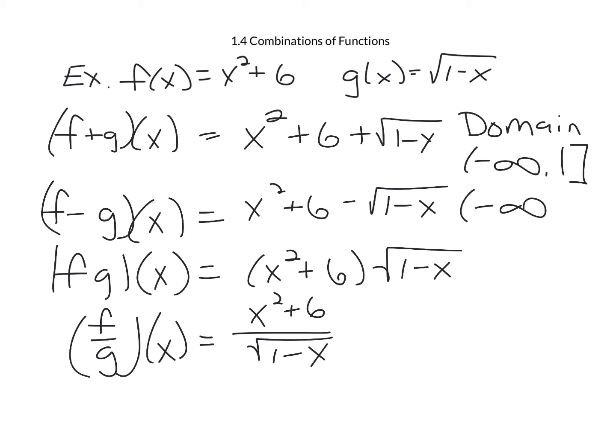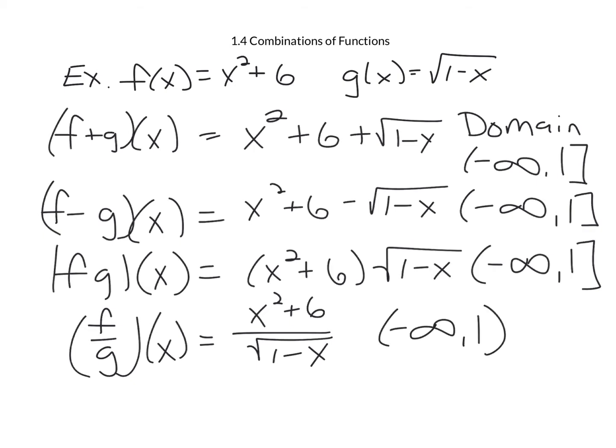Same thing for this one. Same thing for this one. Now what changes is that for this last one, when we're dividing, those values can't be 0. We need to keep an eye on that. So the domain for that will be negative infinity to 1, parenthesis. That's a parenthesis because it can't be 1.